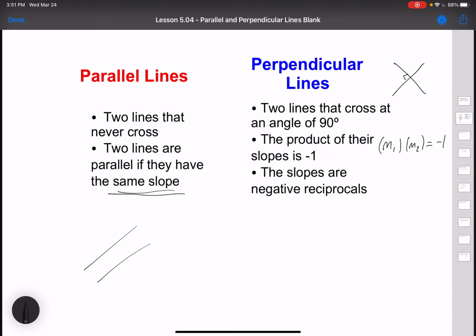Usually we don't think of it in that way. What we do is we use the second part. We have one of our slopes, and then we just check, is the other slope the negative reciprocal? And that's going to be the basis of checking whether two lines are perpendicular.